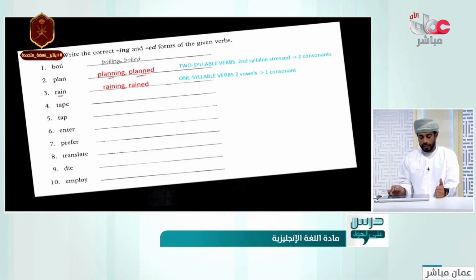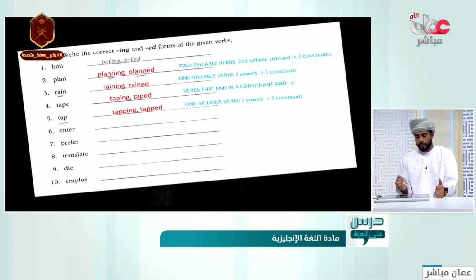It ends with E. So it is really clear that we delete the E and we add the ing and the ed. Verbs that end with E. Have a look at this one. One syllable with one vowel, tapping and tapped. Why is that? Because it is a one syllable verb with one vowel, so we double the consonant.